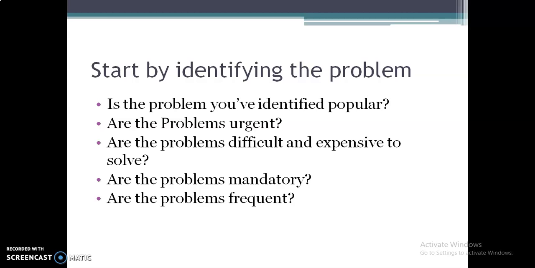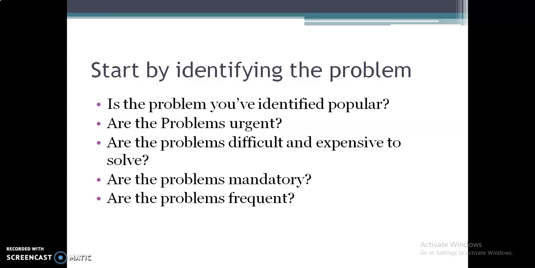So the first thing you want to do is to start by identifying the problem that you're solving. Is the problem identified popular? Most times people come up with business ideas, and it's only them that have that problem. So it is very wrong to make assumptions and come up with an idea that people don't have. You want to do your research, reach people, and know if people have this problem you're trying to solve.